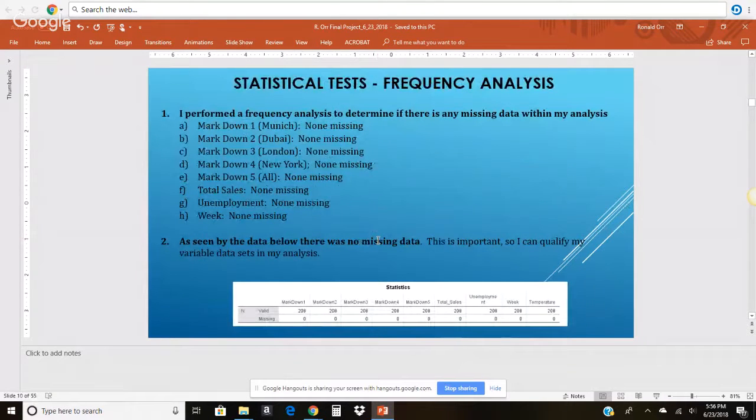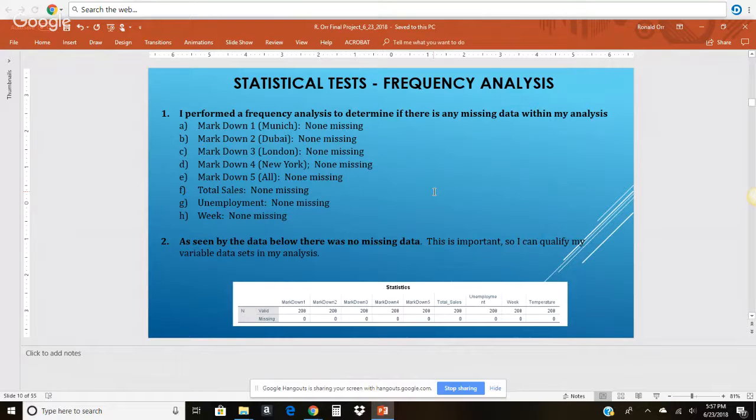So the first test I did was a statistical test, frequency analysis. Like I said before, I performed a frequency analysis to determine if there was any missing data within my analysis. As you see the results here, there were none. You can look at the statistics on the bottom of the SPSS output, as well as what I documented here. This is important so I could qualify my variable data set in my analysis as I move forward.